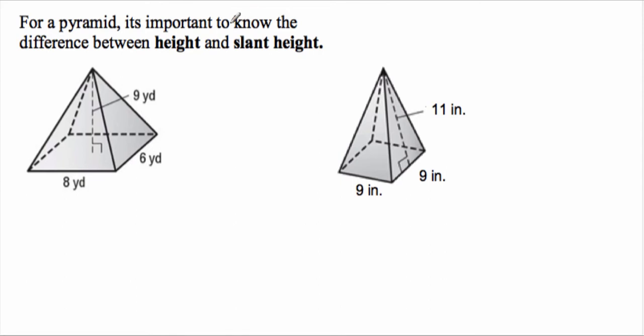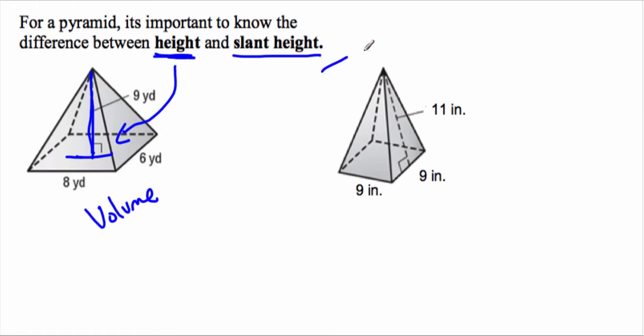Before we get started, we need to take care of a little vocabulary. We need to know the difference between something called the height and the slant height. The height is this right here. It's the distance straight up from the base all the way up. Think of it kind of like a flagpole. It goes straight up to that point, that vertex of our pyramid up there. So right from the base, straight up to the top. That's the height. We use that a lot to find volume.